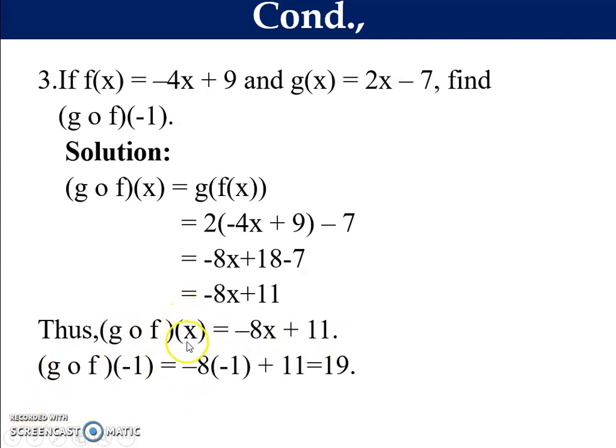Suppose I want to find the particular value at x = -1. (g composite f)(-1) I can write as -8 times -1 plus 11. So finally we get the answer 19.